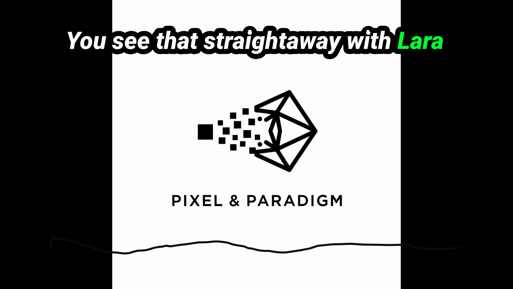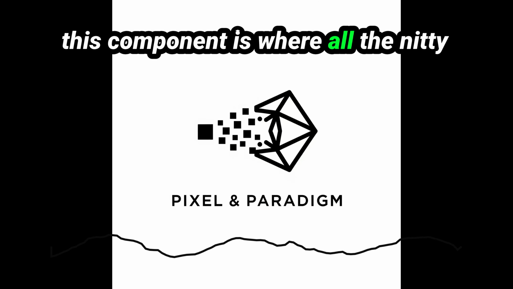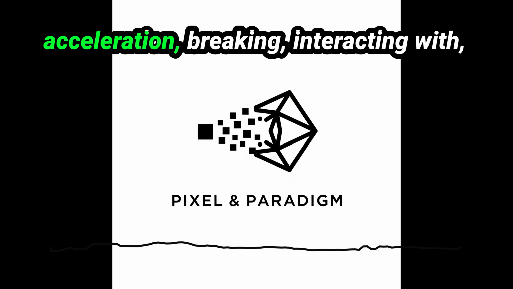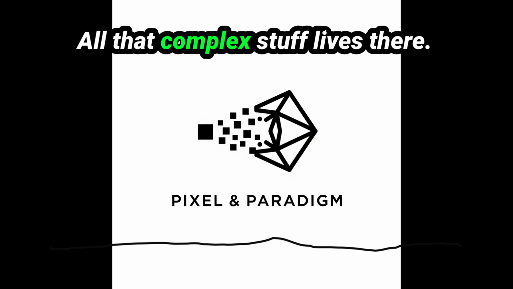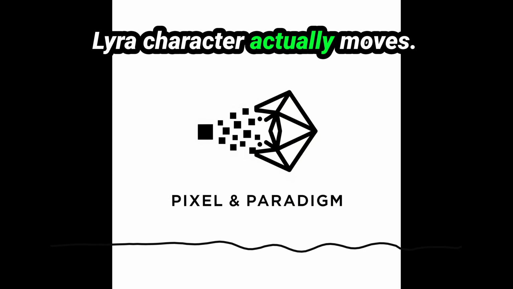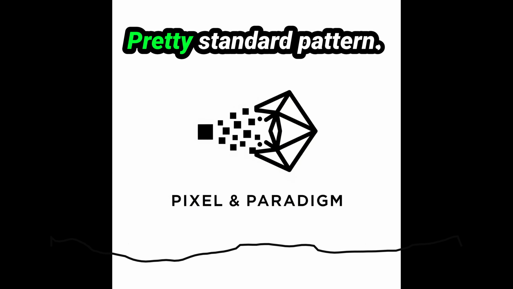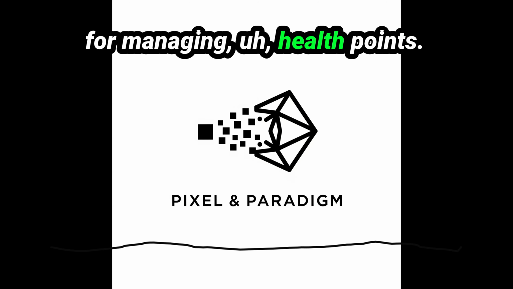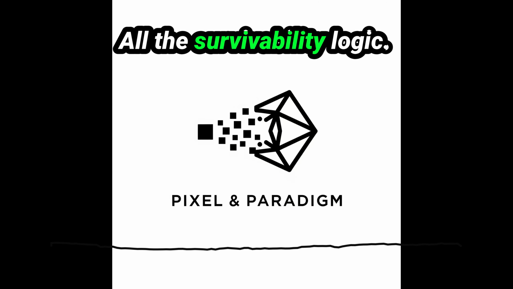You see that straight away with LyraCharacterMovementComponent. I mean, the name's pretty explicit, but this component is where all the nitty-gritty of moving around happens, right? That's the one. It handles the walking, running, acceleration, braking, interacting with world geometry, gravity. All that complex stuff lives there. It's a standard engine component, but obviously critical for how a Lyra character actually moves. Gotcha. And then there's LyraHealthComponent. Seems straightforward enough. Yeah, pretty standard pattern. This would be your go-to place for managing health points, taking damage, maybe handling healing, death states, tracking max health. Yeah. All the survivability logic.